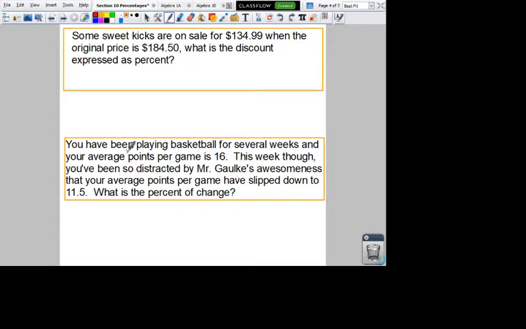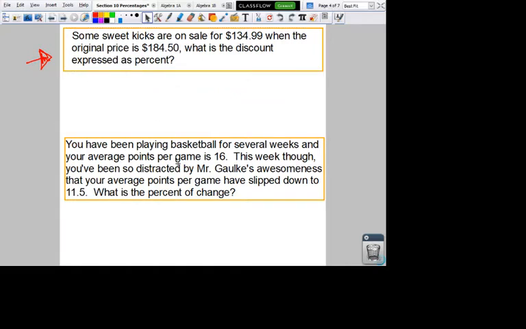So, let me think. Help me out, Jared. Would you read this first one in the box for us? Sweet Kicks are on sale for $134.90 when the original price is $184.50. What's the discount expressed as a percent?